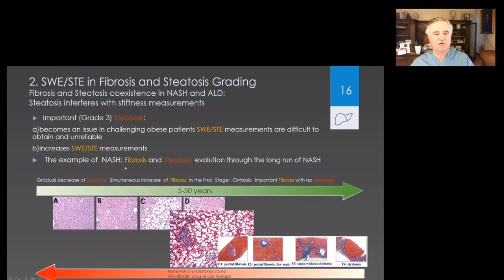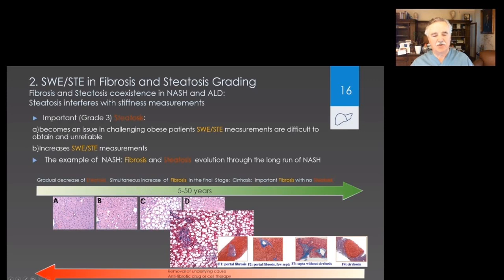The example of NASH we're going to discuss here is an example where fibrosis and steatosis coexist and change during the long run of NASH.